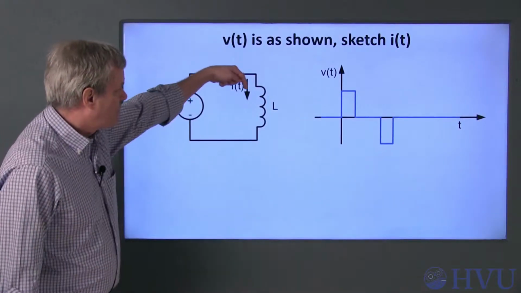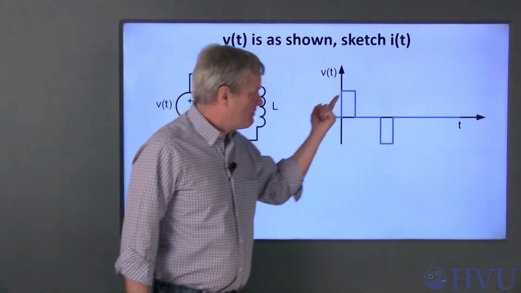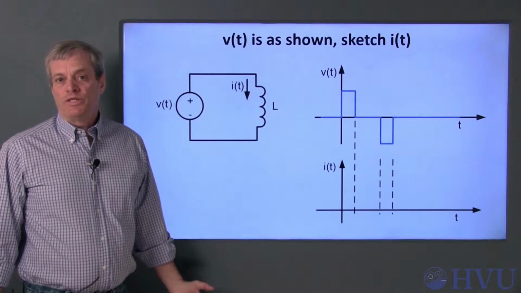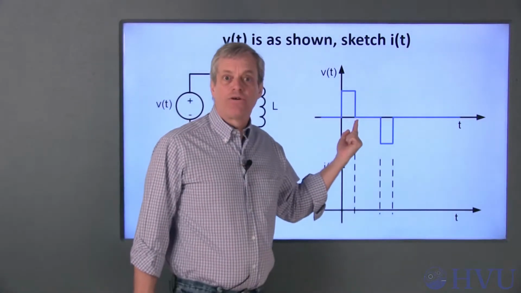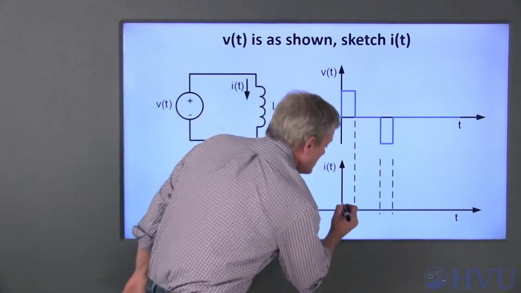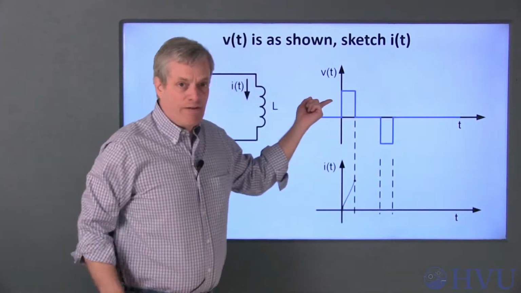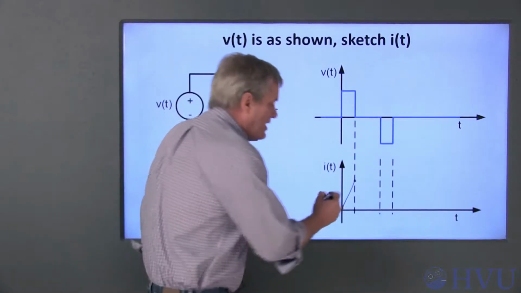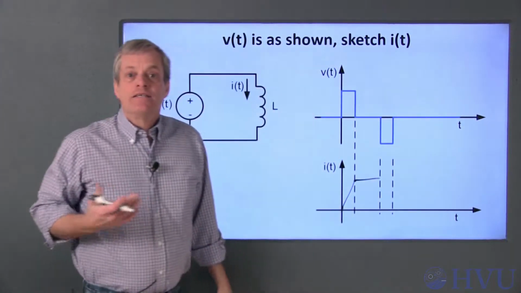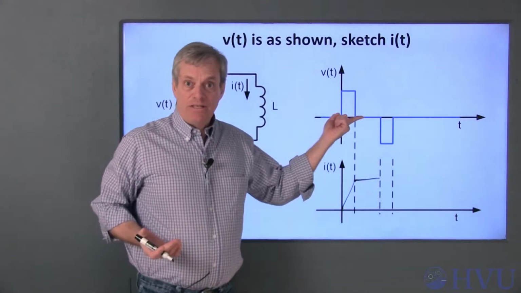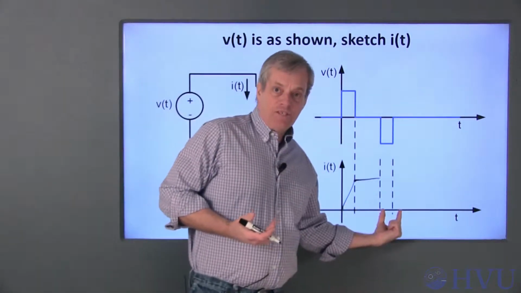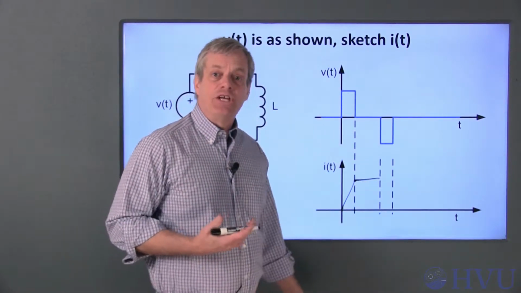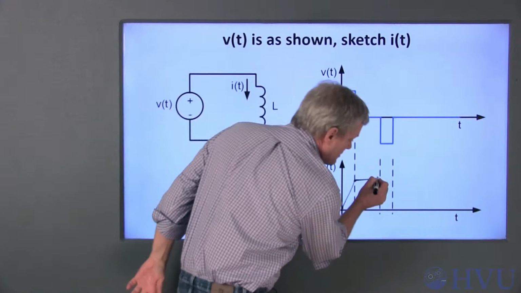Next, let's look at the current resulting from applying this voltage waveform to an inductor. The current is the integral of the voltage. So in this time range, the current will increase at a constant rate, since the area under the voltage waveform is increasing linearly. While the voltage is 0, the current remains constant, since the current change with time is equal to 0. Finally, in this range of time, the area under the voltage curve is negative, so the rate of change of the current is a negative constant.